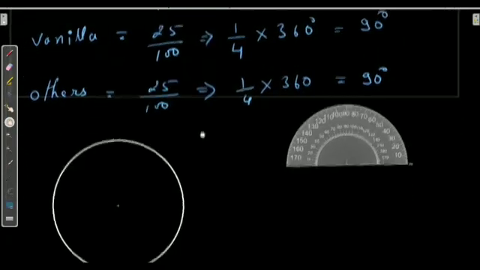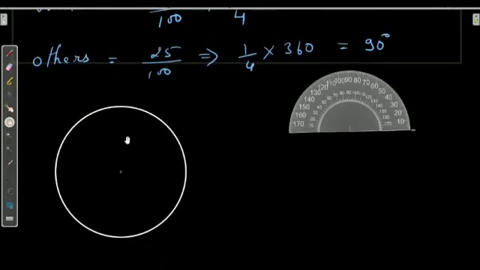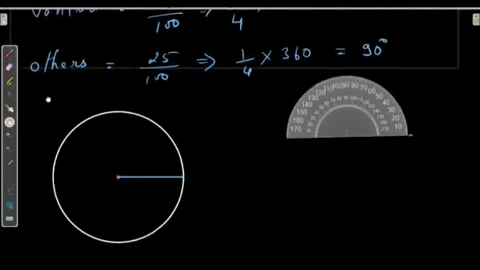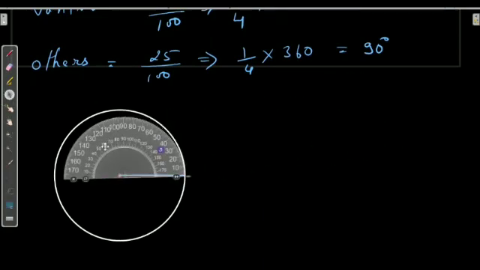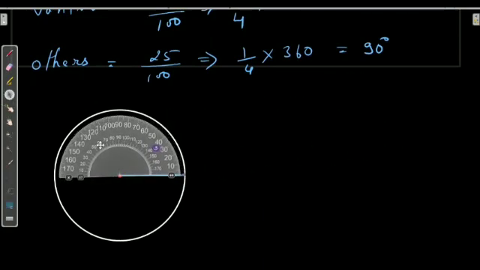So here I have already drawn a circle. First draw a circle of any radius. Now mark the center of the circle. From the center we take a radius. First mark the radius; this is always the reference point. After marking a radius, since chocolate flavor has a 180 degree angle, now use the compass and make a 180 degree angle from this reference line, from this radius line.